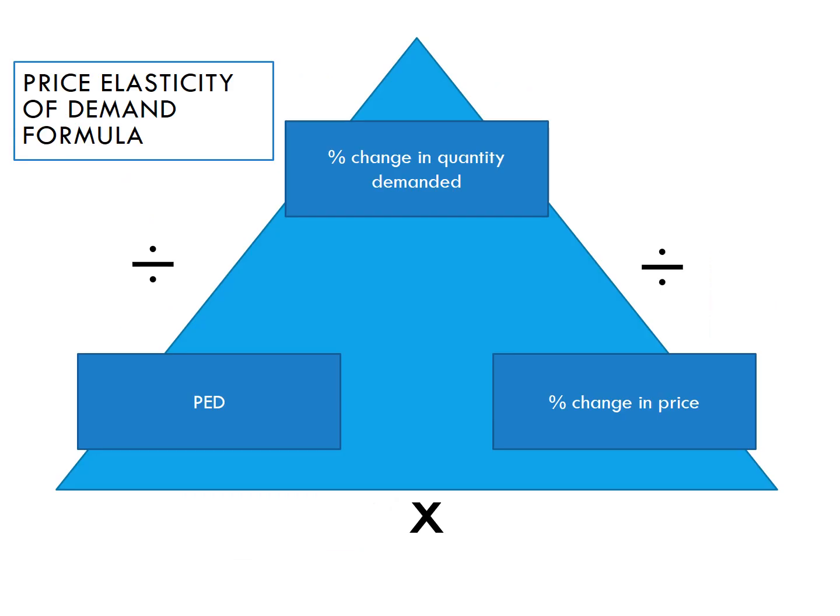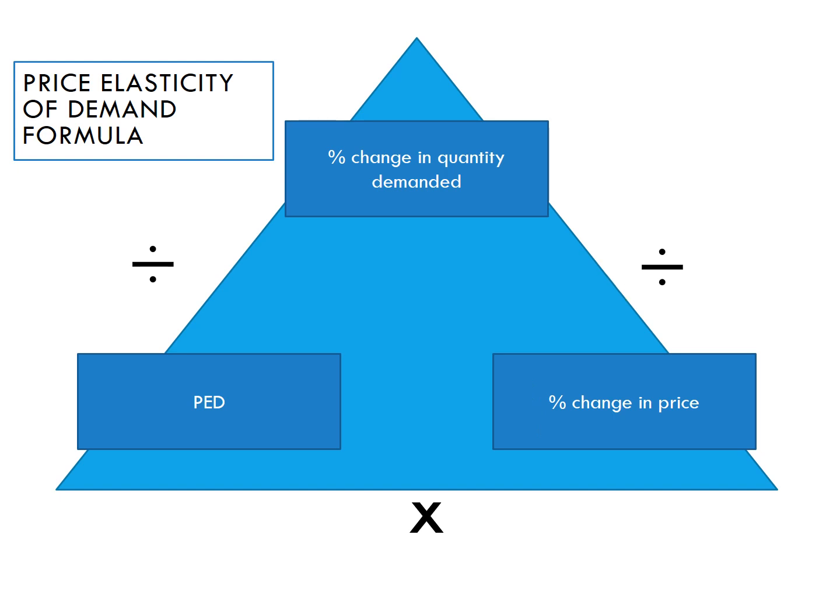Another way we can use this formula is often we'll get a situation where perhaps we're given the price elasticity of demand, but we need to try and work out one of the other two. And so here, if we cover up one, we can see the outcome by looking at the other sides of the triangle. For example, if I cover up PED and I need to work out the PED, I look over here and I can see it's the percentage change in quantity demanded divided by the percentage change in price.